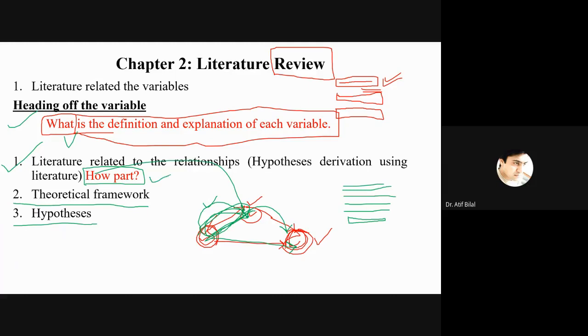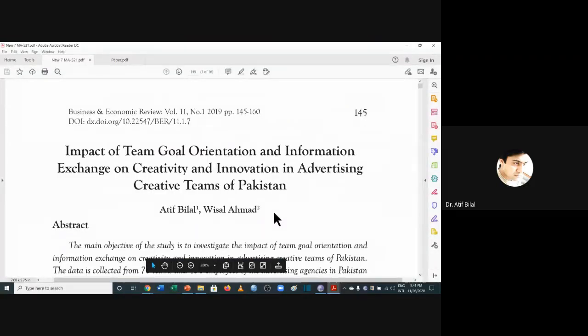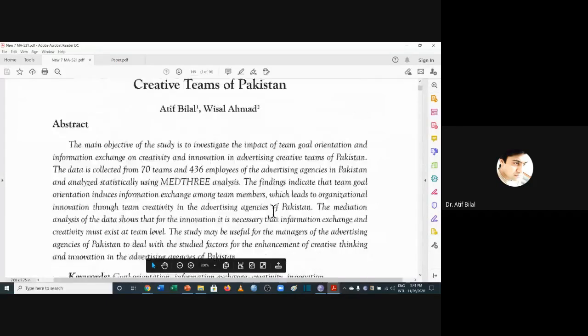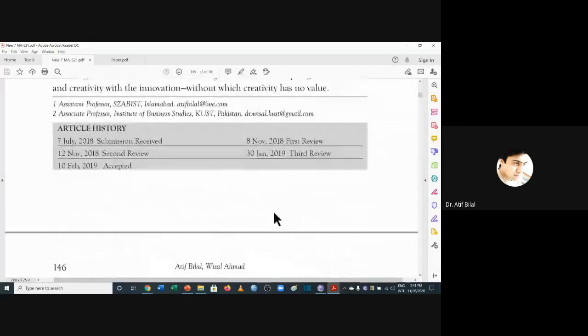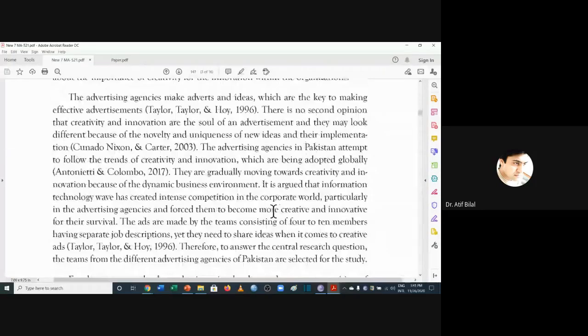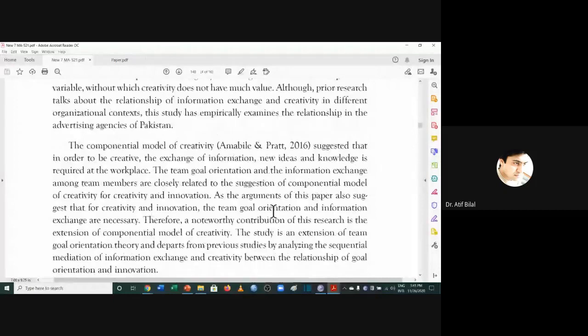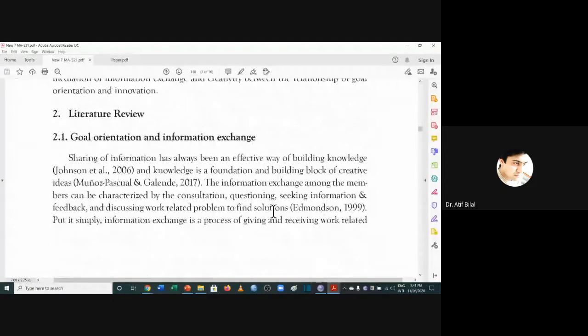But hypothesis will be generated in the second part, the how part, which we are just going to discuss in a while. So in order to understand the second part, let's just look at one of our papers. So if we look at this paper again, this is our abstract and introduction. And if you're going to look at this literature part, it doesn't have the what part exactly, but it has the how part.